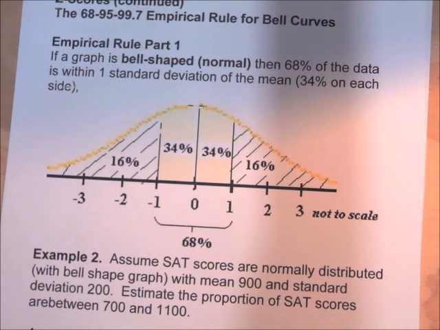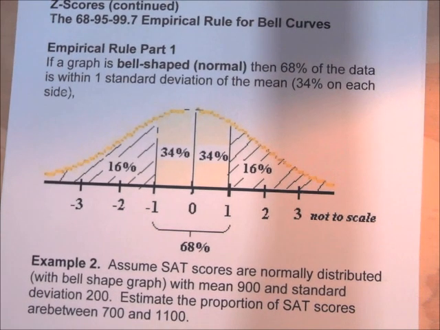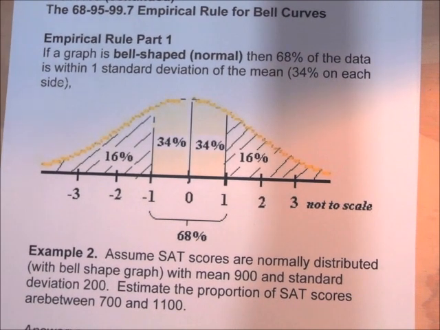In this example we'll be using empirical rule part 1. Assume SAT scores are normally distributed. In other words, they have a bell-shaped graph with mean 900 and standard deviation 200. Estimate the proportion of the SAT scores between 700 and 1100.